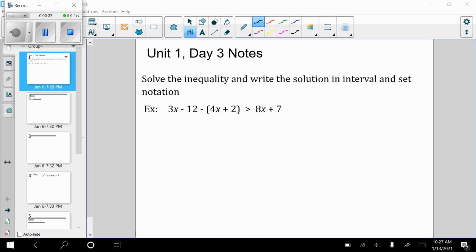All right, so this first one is simply linear, so it's going back to your Algebra 1 roots. So you have to be careful and make sure you're distributing your negative sign correctly. So we'll have 3x minus 12 minus 4x minus 2 greater than 8x plus 7.